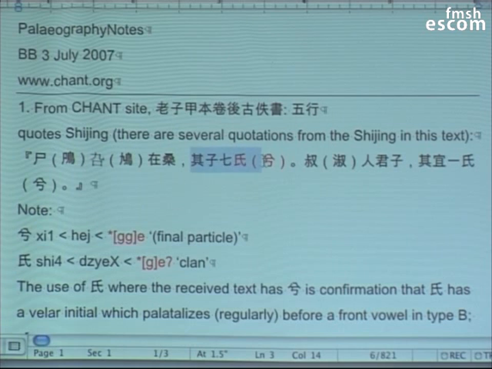Okay, what's interesting here is that in this text, the Maoshi has this, which everybody, there's no problem, this is what it is. It's a final particle, it's H-E-J, and it comes from a velar or maybe a laryngeal.